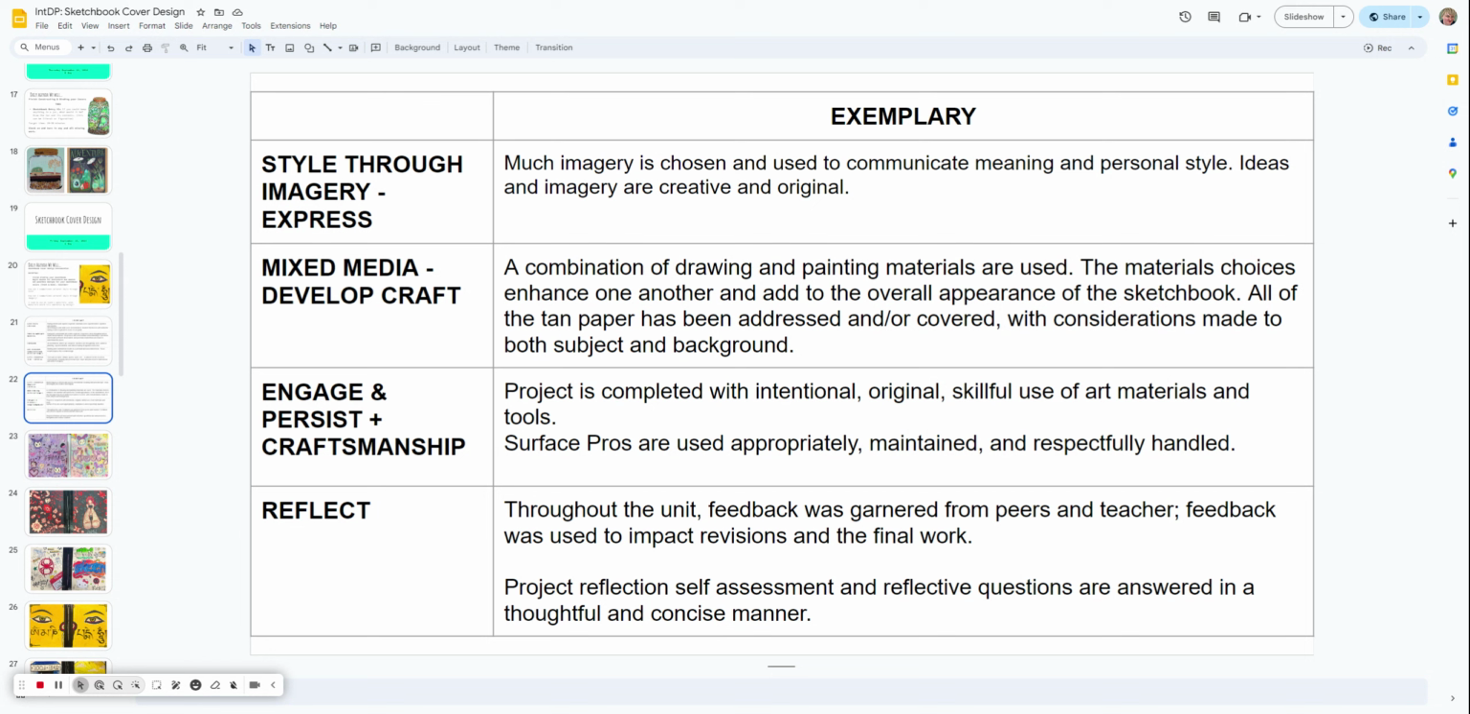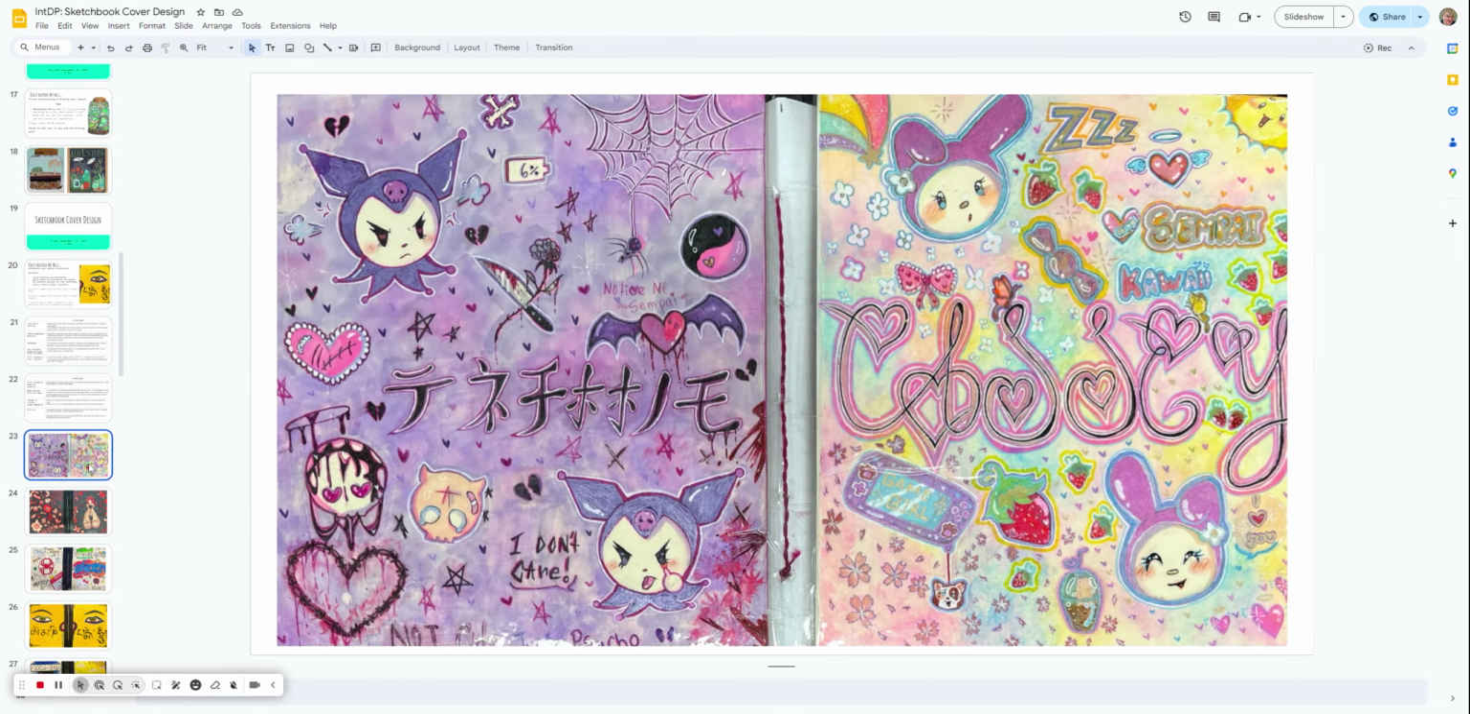The other component with this is just as you work throughout the unit, seeking feedback from peers and myself, thinking of how to use the feedback to impact revisions and how that impacts the final work. So to just give you a couple visuals of what this can look like, really wide ranging as far as, since you're looking at personal style, imagery is really up to you.